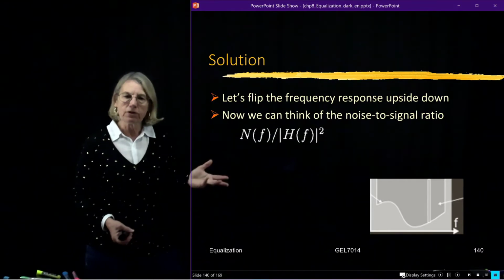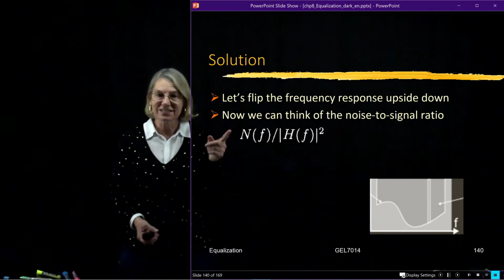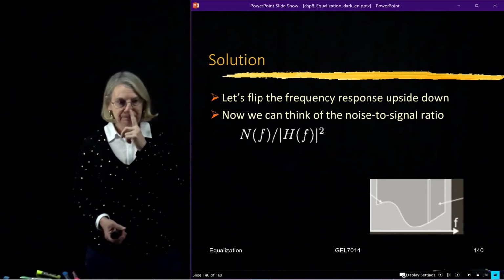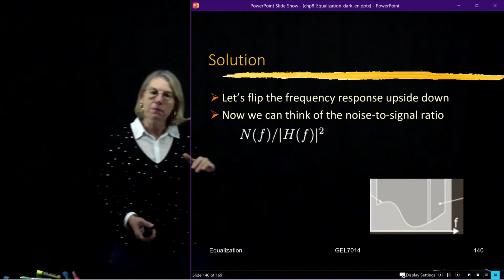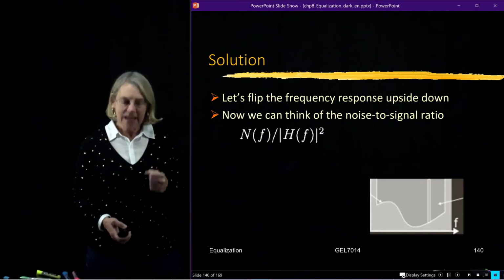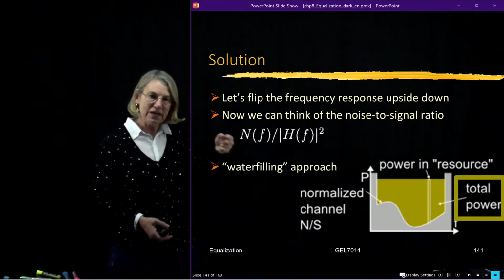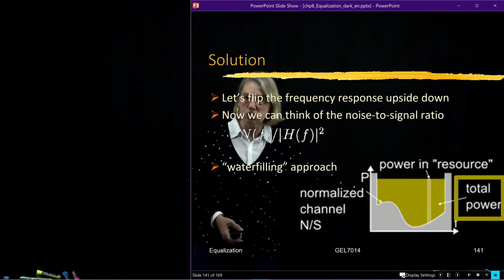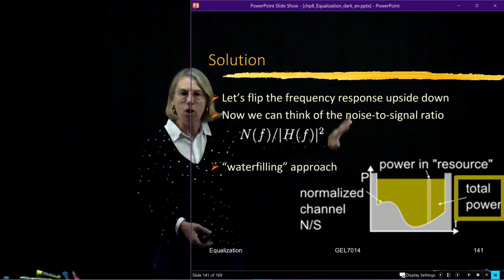Now, since I've flipped it over, and I'm interested in the signal-to-noise ratio, what I'm interested in is the noise to signal ratio. So how am I going to make it so that this ratio is the same for all of the subcarriers? I can think of it as taking all of the power which I have available to me, thinking of it as being in a pitcher, and I'm going to pour it into this bowl which has an irregular base to it. Now, I keep pouring until it's empty. I've used up all my power.